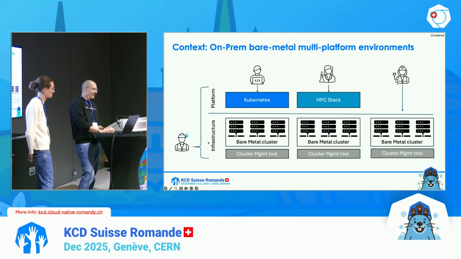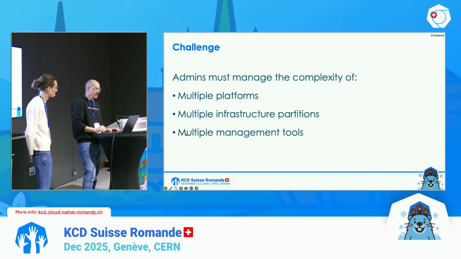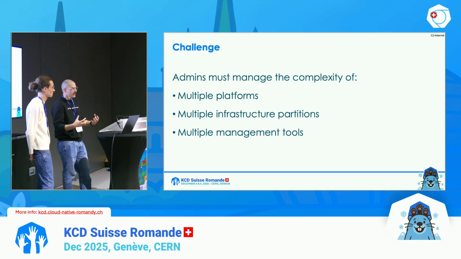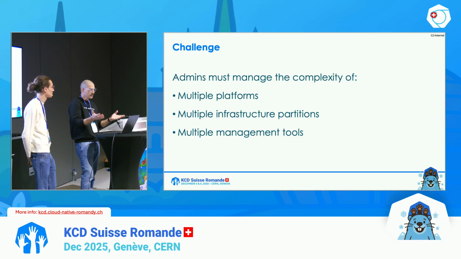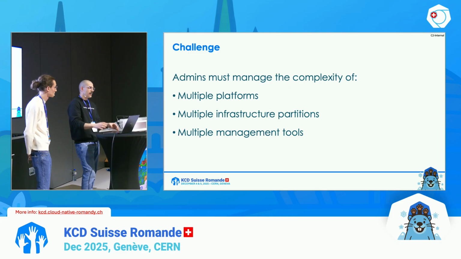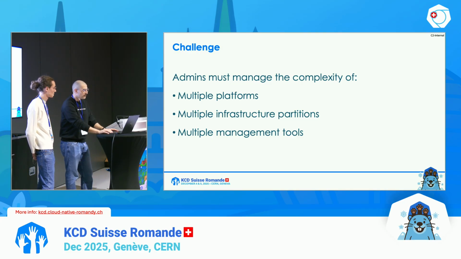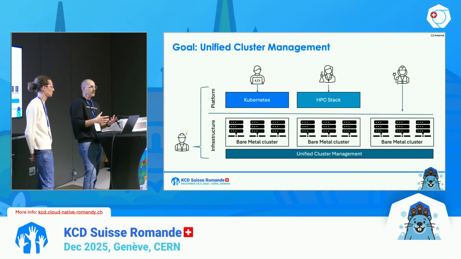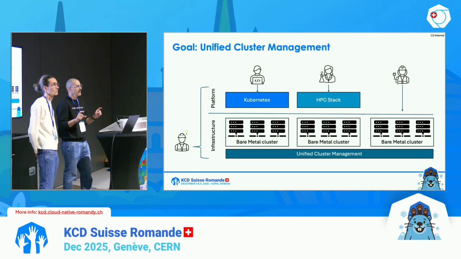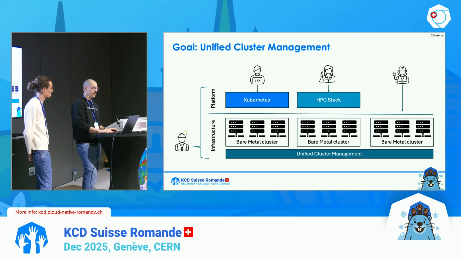And on the side, there is our team that needs to manage all this environment and these requests. So from an admin perspective, we need to manage multiple platforms, multiple infrastructure partitions, so sets of physical servers. And what ended up happening is that we started using multiple management tools for our different clusters. And this created great complexity. So to alleviate this problem, we decided to explore the adoption of a unified cluster management layer that can handle both the Kubernetes scenario and the non-Kubernetes one.